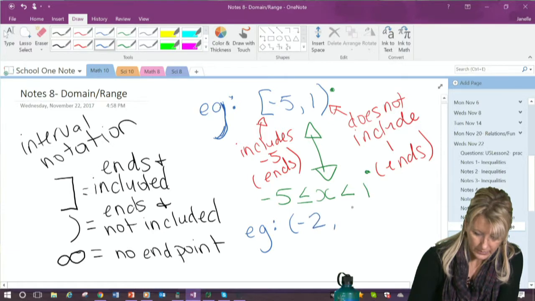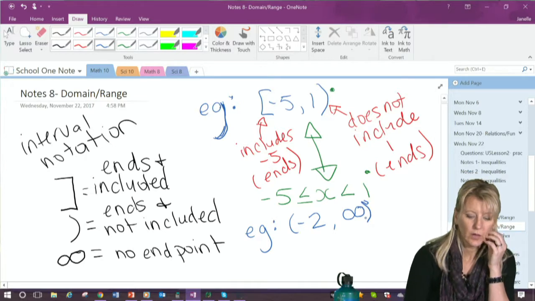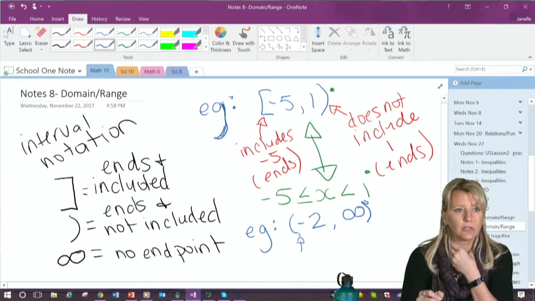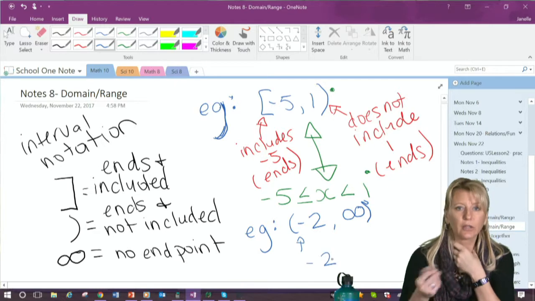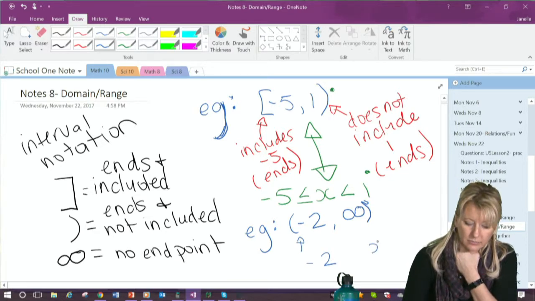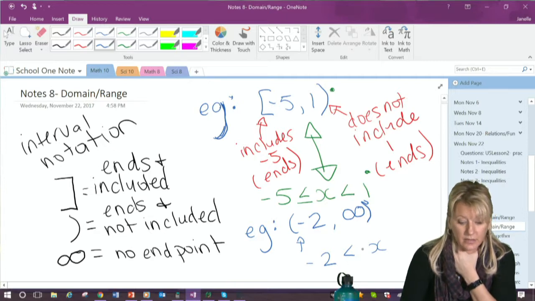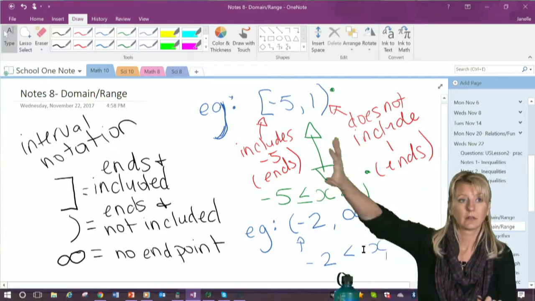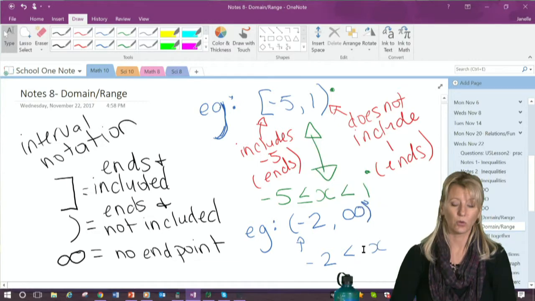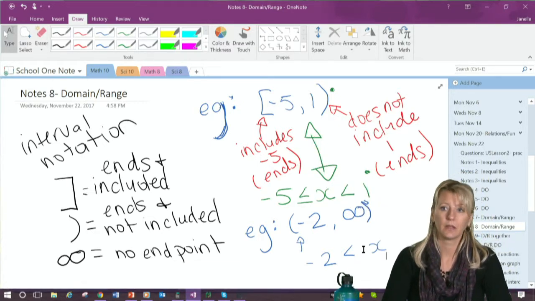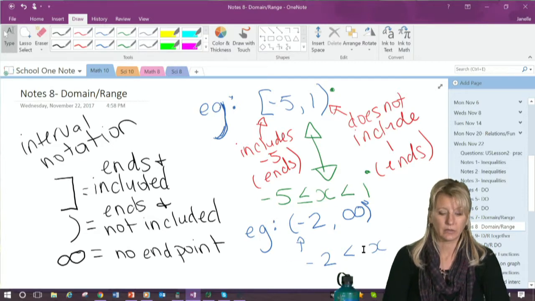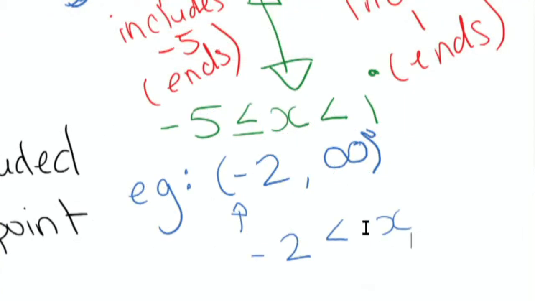If I had this, okay, so what this means is that -2 is not part of it, so I'm just going to show it as inequality. It means it's not included, and it means that it does not have an ending point. Okay, so that means that it's going to be every number, all real numbers from -2 on. So that would be the inequality for that one. Just so you guys can see what that actually means. Okay?